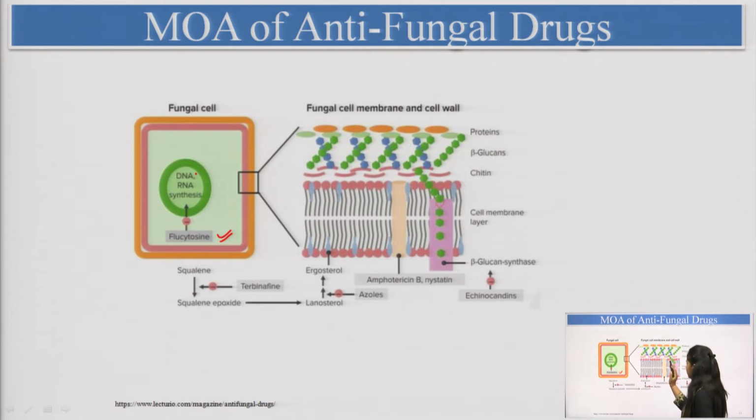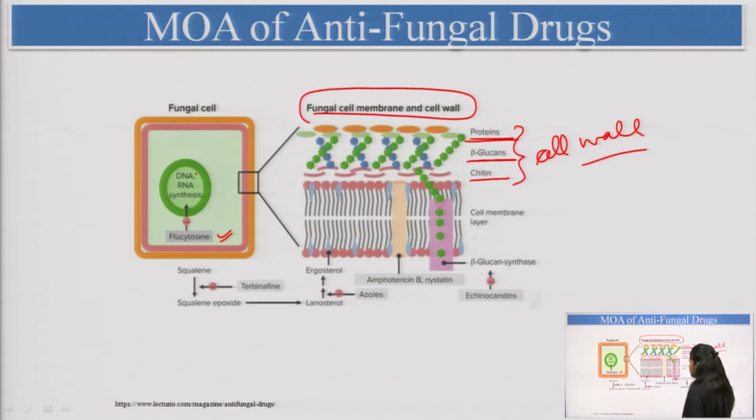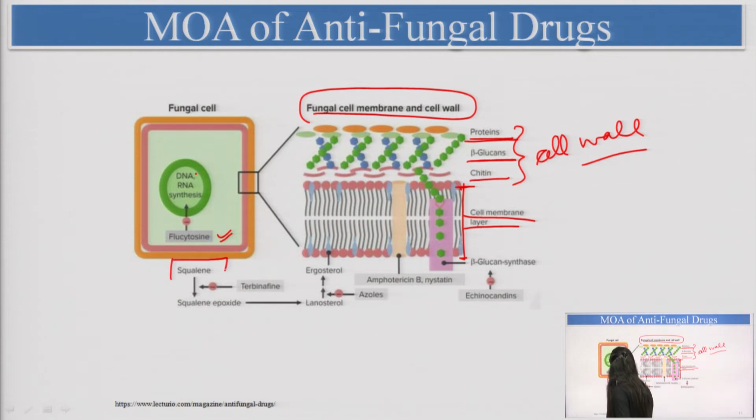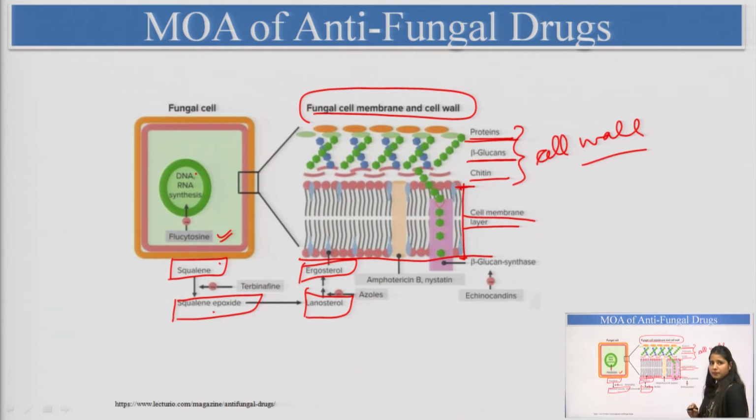If we see on this side, we can see the fungal cell membrane and cell wall. Here we can see the proteins, beta glucans and chitin, this is the part of the cell wall. Here we can see the cell membrane area. So this is the cell membrane layer. Now we will see this, there is one squalene product which is present in the fungal cell. Now this squalene is converted to squalene epoxide, and this squalene epoxide is converted to lanosterol. This lanosterol is converted to ergosterol. This is all inside the cell, and this ergosterol is beneficial for the formation of the cell membrane.